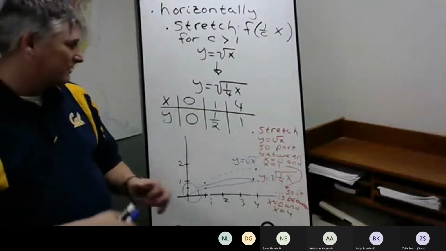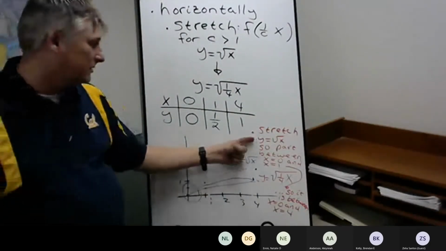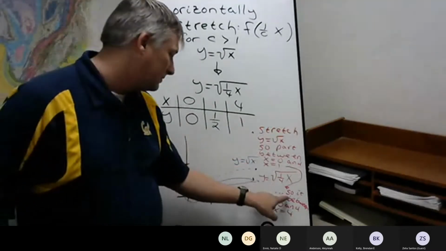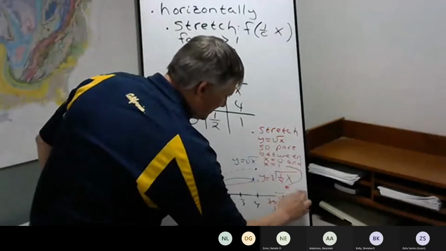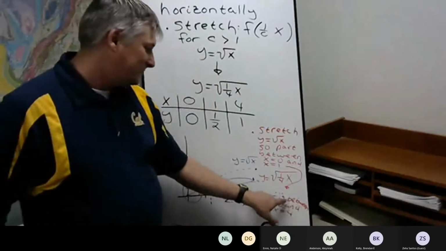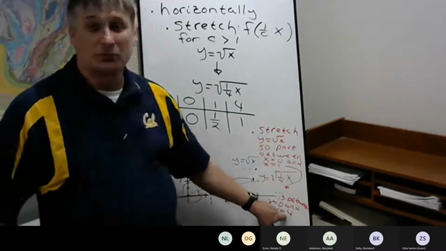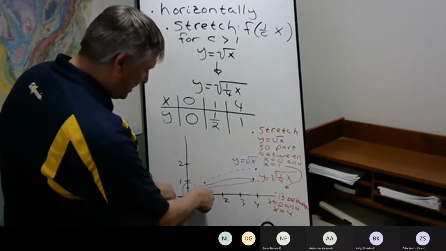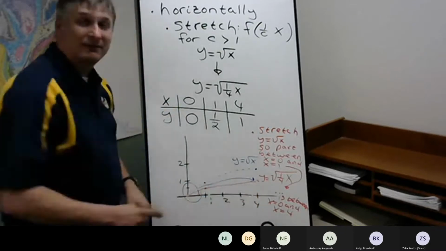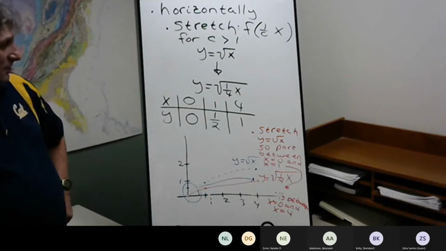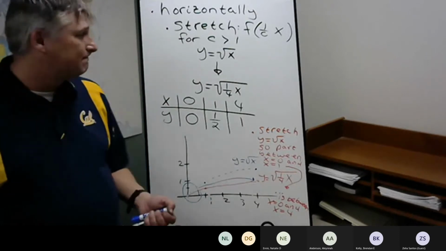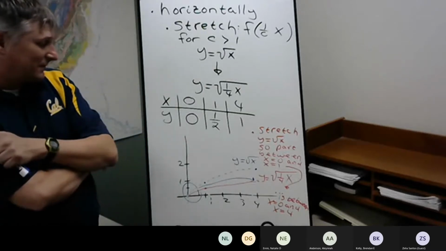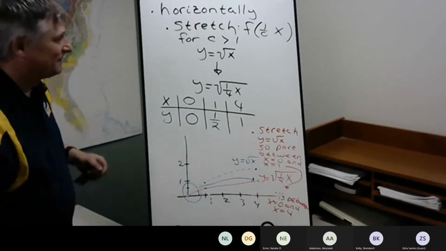I'll read through it. We're going to stretch y equals square root of x. So the part between x equals 0 and x equals 1 is between, we can get rid of this, that's not necessary, is between x equals 0 and x equals 4. So the part that's between here and here has been stretched out to be between here and here. So that's what we're doing with this horizontal stretch. Questions about that? All right.